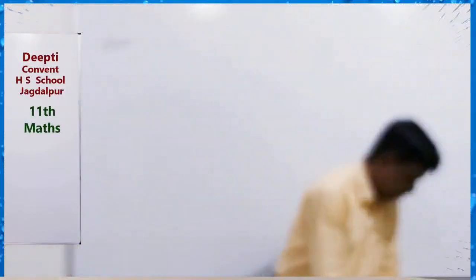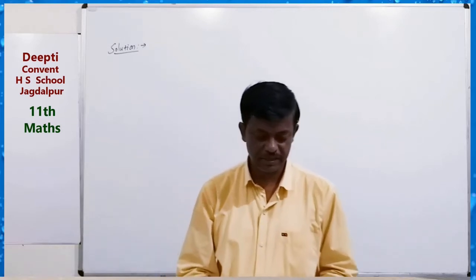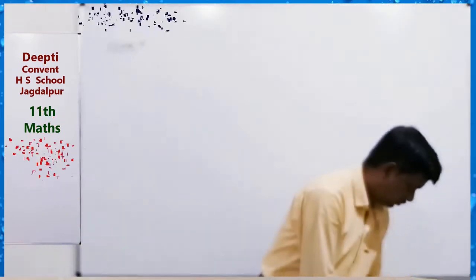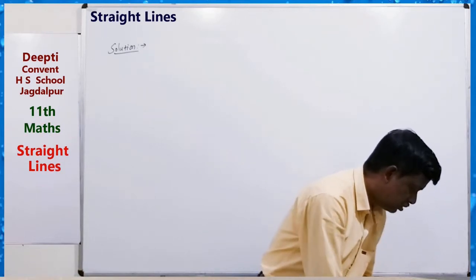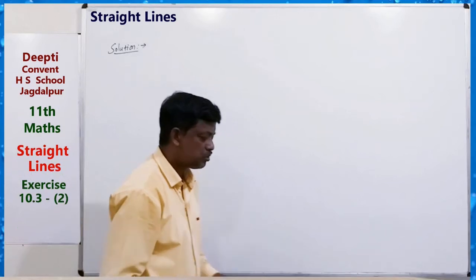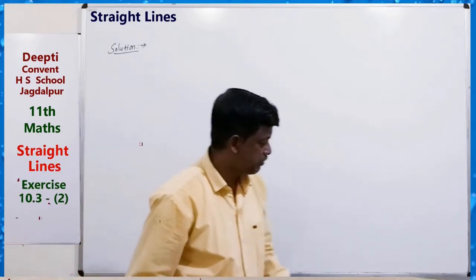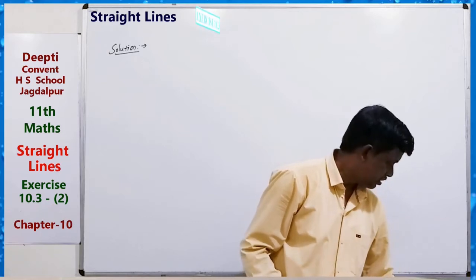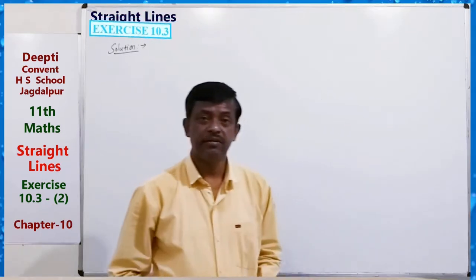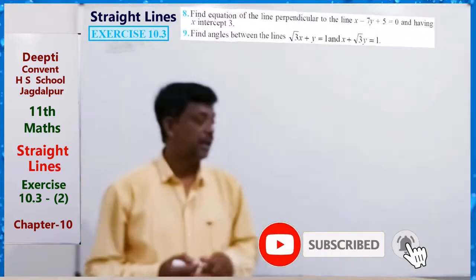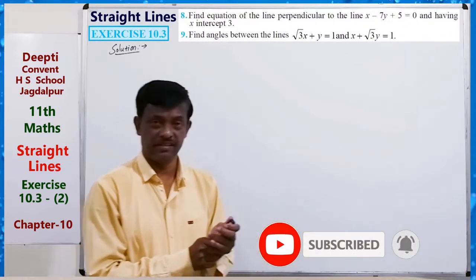Hello dear students, now I will continue the questions from exercise 10.3. Here question 7 we have already completed in the previous class. Now question 8, find the equation of a line perpendicular to a line and having x-intercept 3.